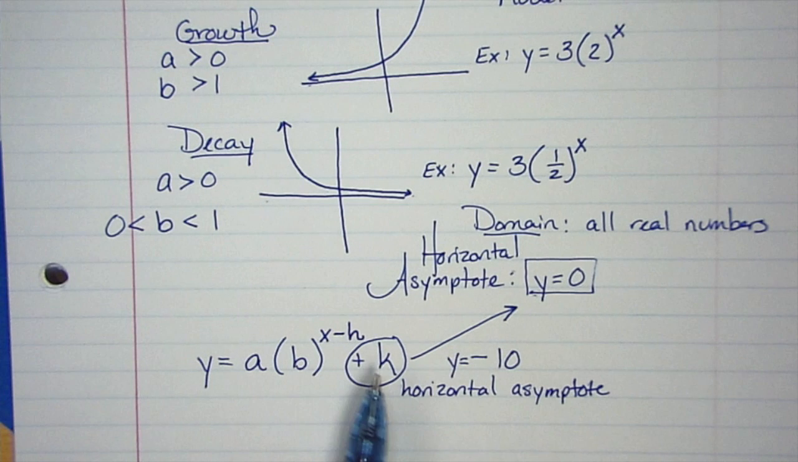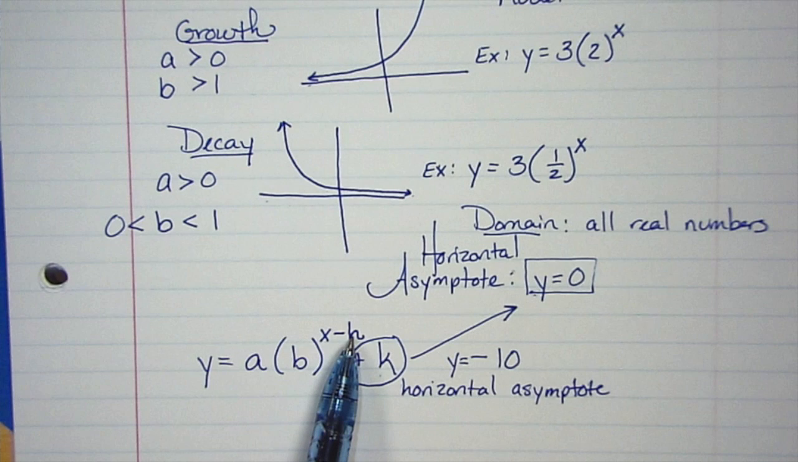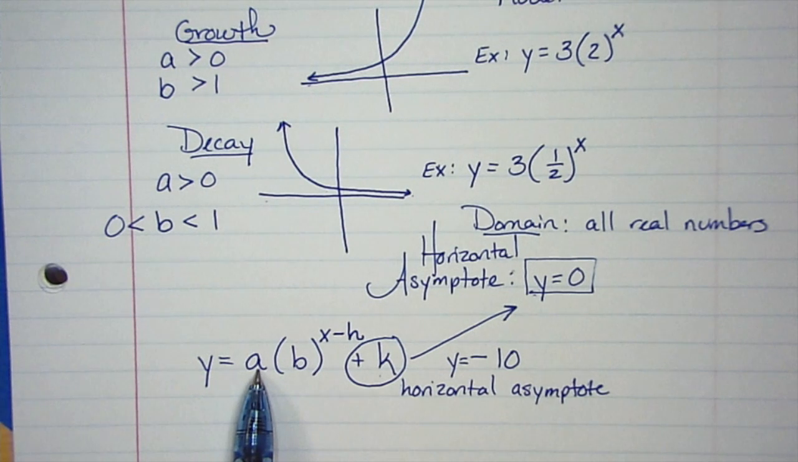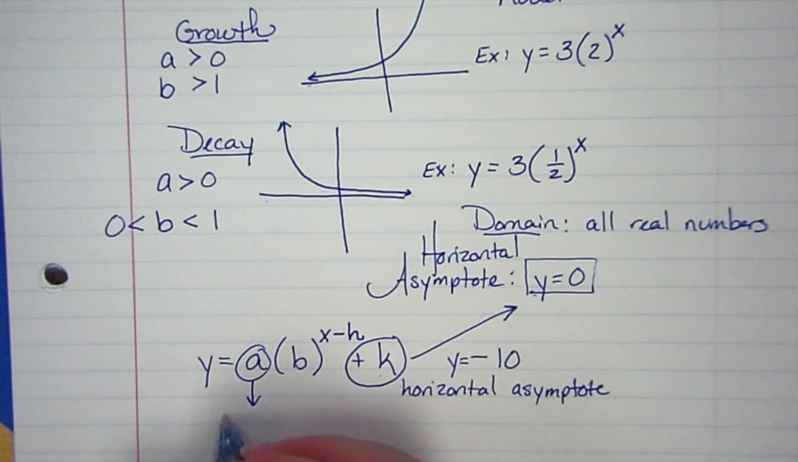Let's see. So this is a shift up or down, and it also controls the horizontal asymptote. H is a shift left or right. B tells us growth or decay, and A is a stretch or compress. Another thing that A can tell us, A is also in charge of the y-intercept.